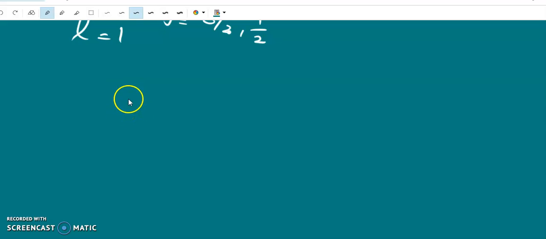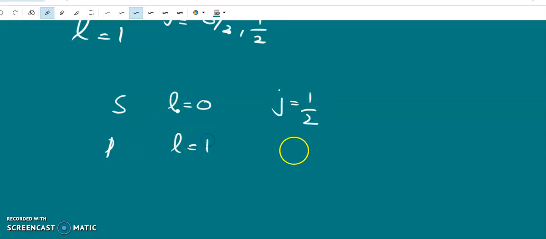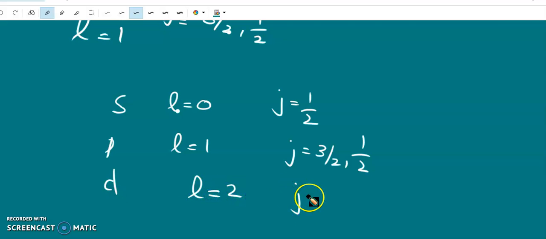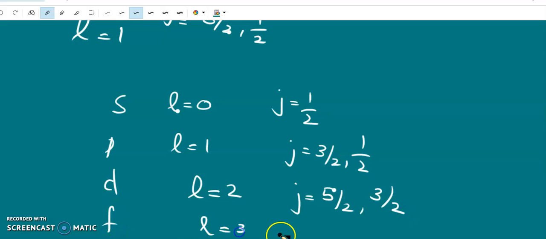We know that an s electron has orbital quantum number 0, so it has only j equal to half. A p electron has l equal to 1, so j can be 3/2 or 1/2. A d electron has l equal to 2, so j can be 2 plus half, 5/2, or 2 minus half, 3/2. For an f electron, l is equal to 3 and j can have the values 3 plus half, 7/2, and 3 minus half, 5/2. So these are the possible values of j for s, p, d and f electrons.